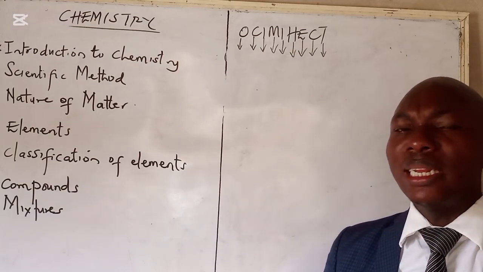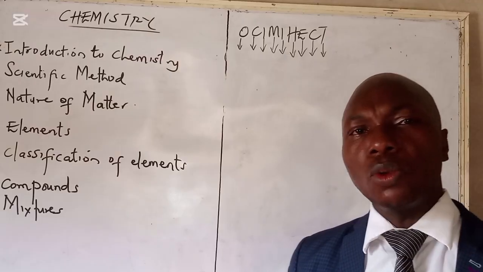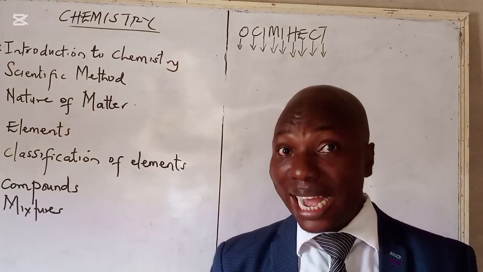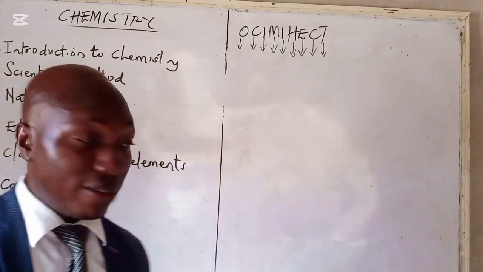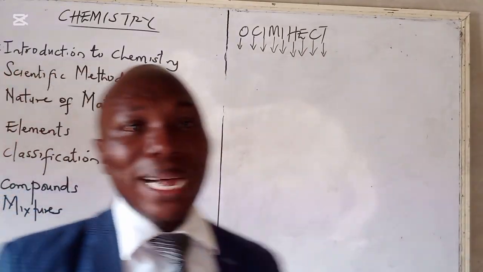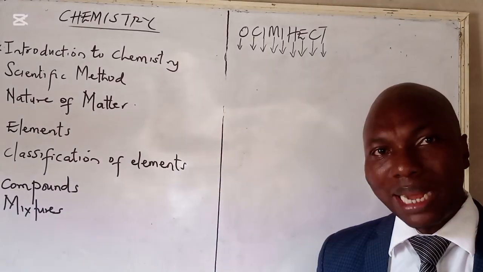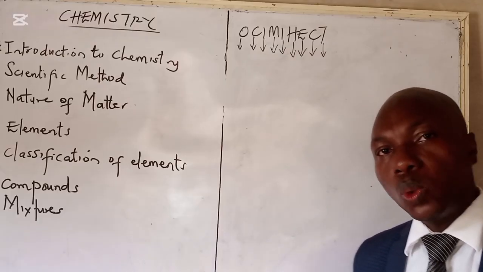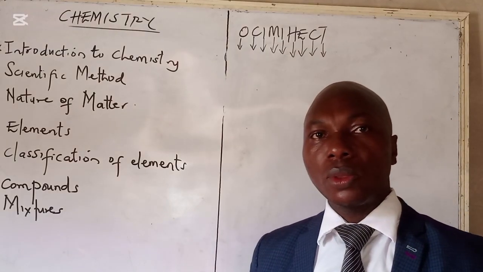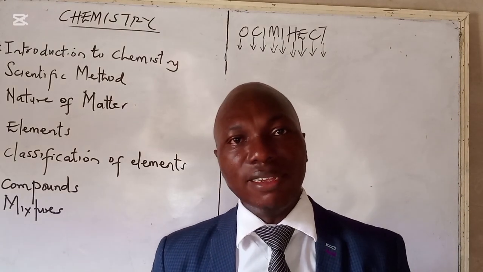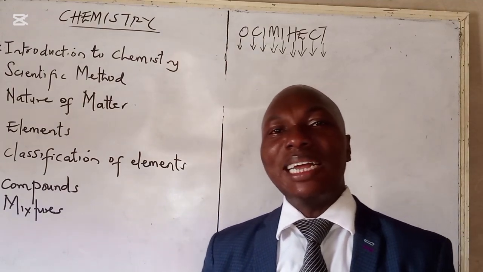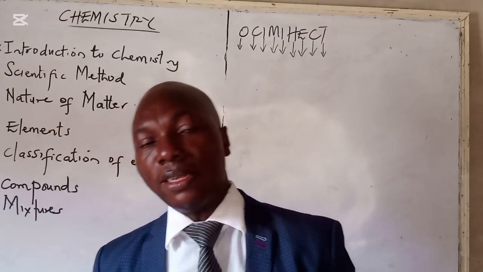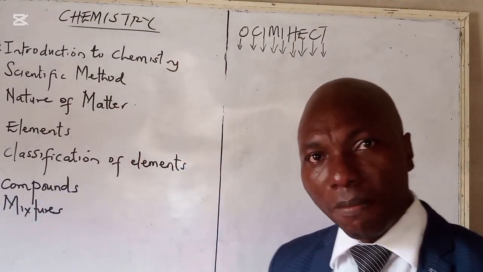theory or law. Now that we have known the scientific method, we need to go to the nature of matter. We said matter is anything that has mass and occupies space. Then matter has three elementary properties. The elementary properties of matter are the atoms, molecules, and the ion. Now that we have known what matter is, matter can also be classified as having a physical property or a chemical property. What are the physical properties of matter?